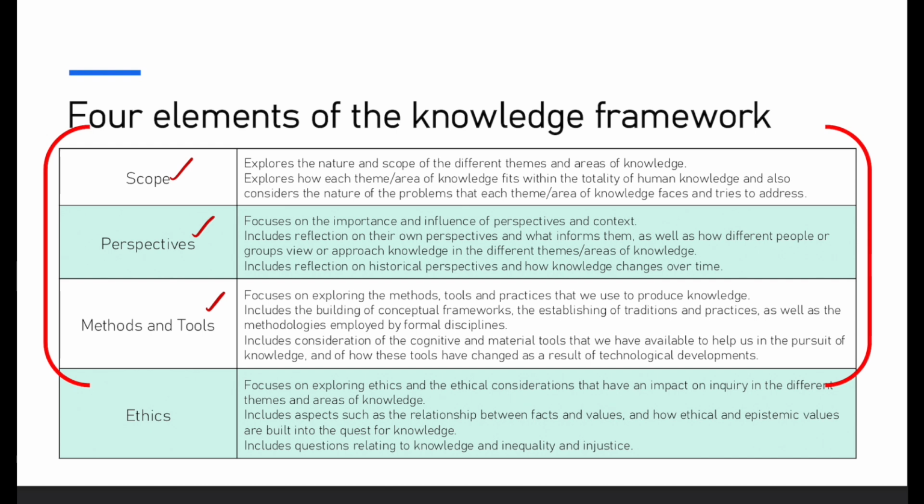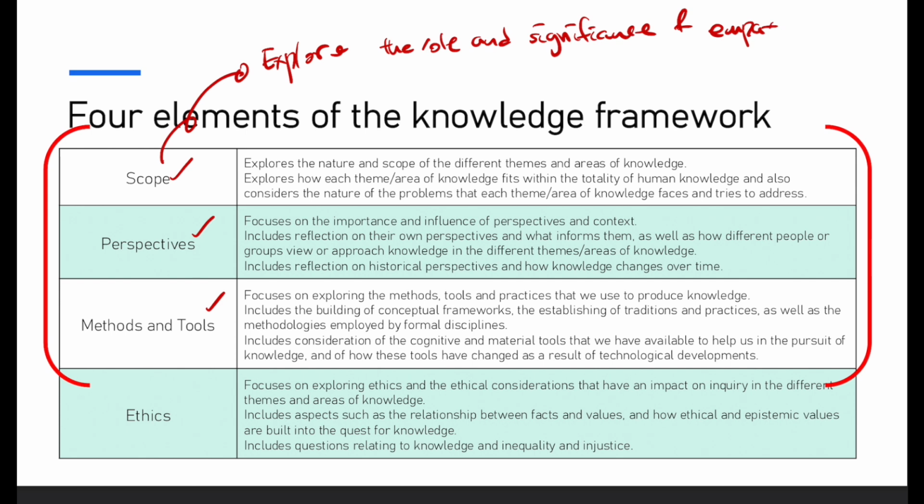Scope is the element of the knowledge framework that we are going to use to construct your essay. So let's say we are using scope to construct our essay. Then you have to explore the role and significance of empathy within each area of knowledge, which is history and the human sciences, and discuss how empathy influences the understanding of human experiences and events in both fields.